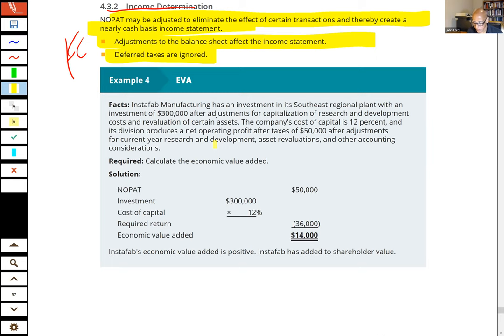The division produces net operating profit after taxes, right? So they're picking up the operating profit, but they are subtracting the tax portion off of that, of $50,000. After adjustments for current year research and development, asset revaluation, and other accounting considerations, calculate the economic value added, and they call out the NOPAT. The investment is $300,000, cost of capital is 12%. So we have our required return, and the difference is the economic value added.